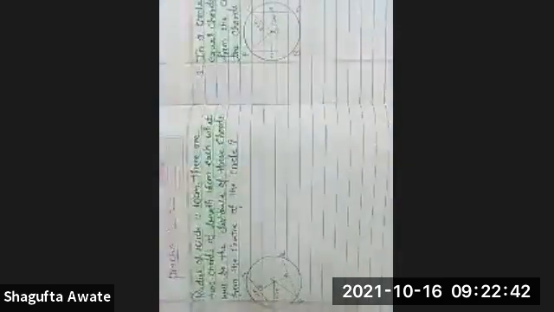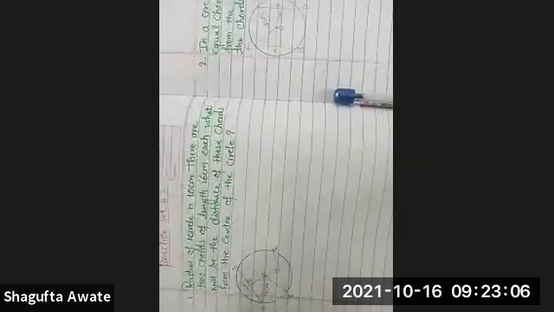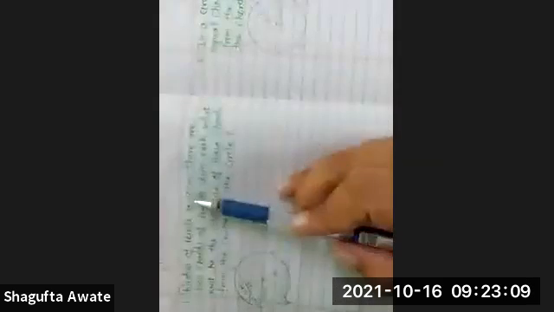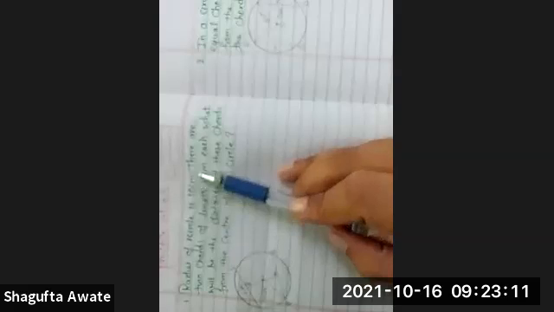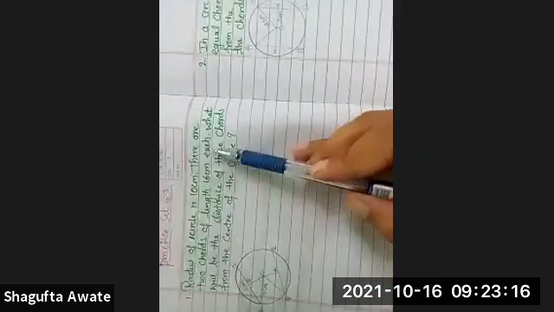So, practice set 6.2, page number 82. The first question is given here. The radius of the circle is 10 centimeter. There are two chords of length 16 centimeter each. What will be the distance of these chords from the center of the circle? The radius of the circle is given, which is 10 centimeter.